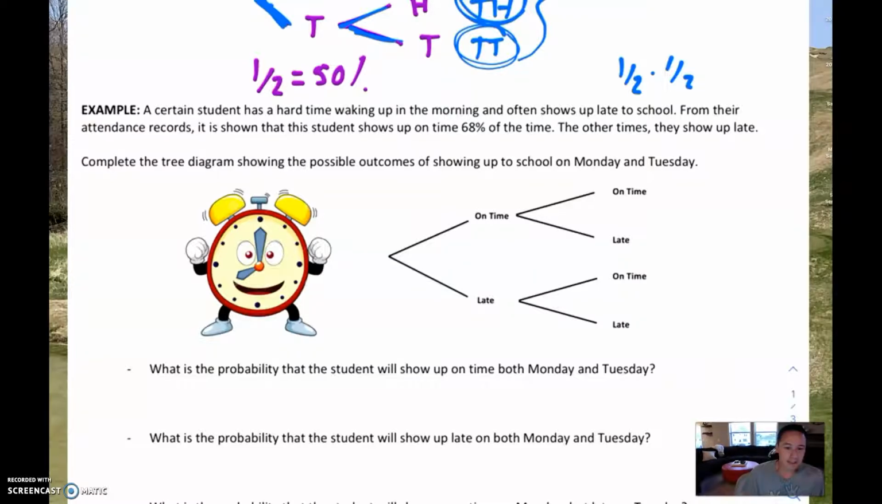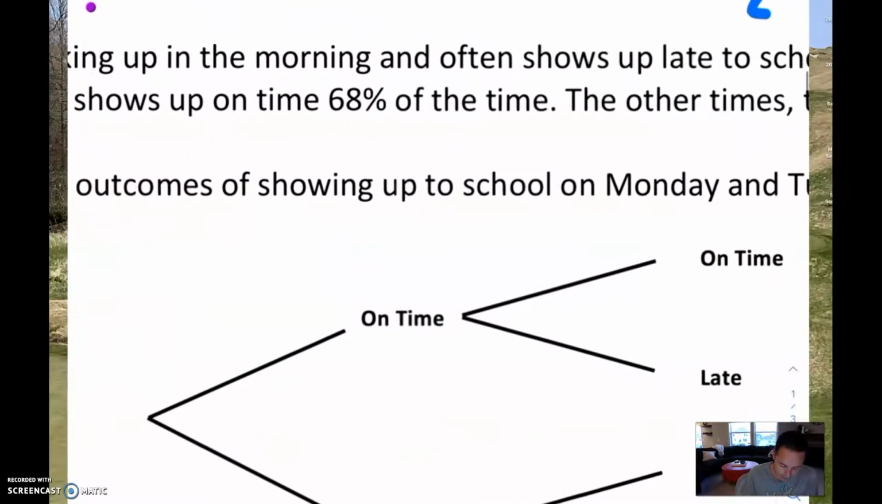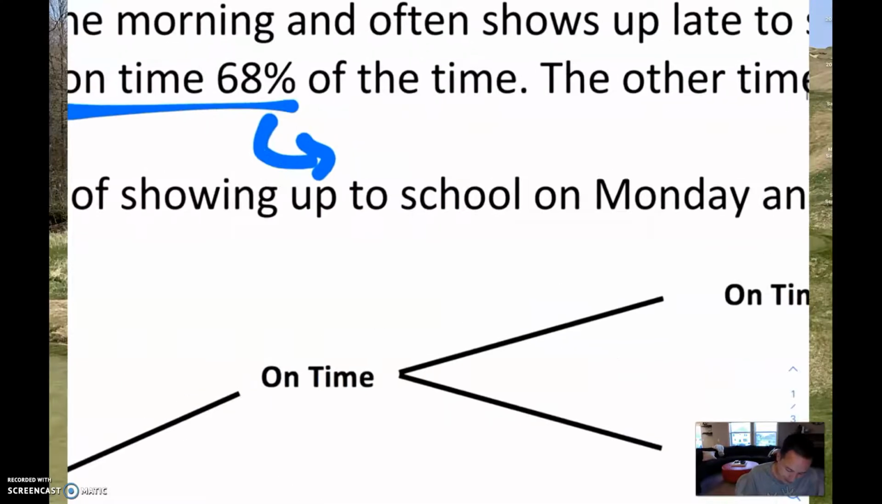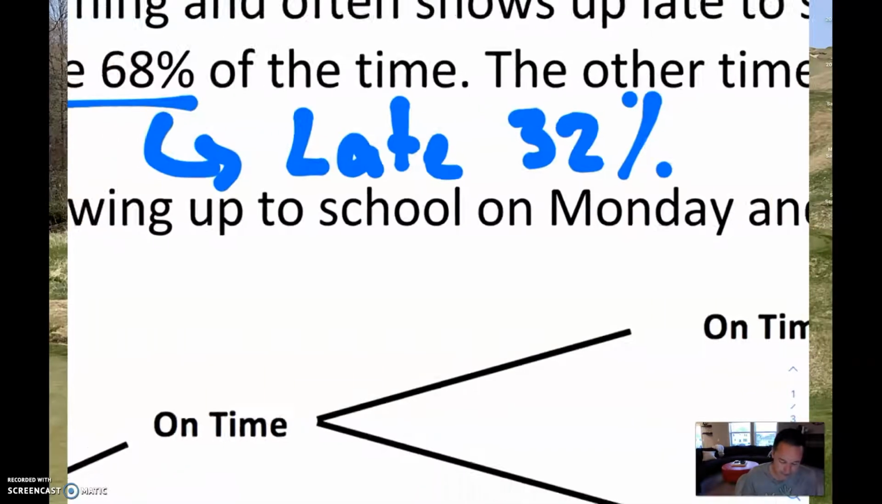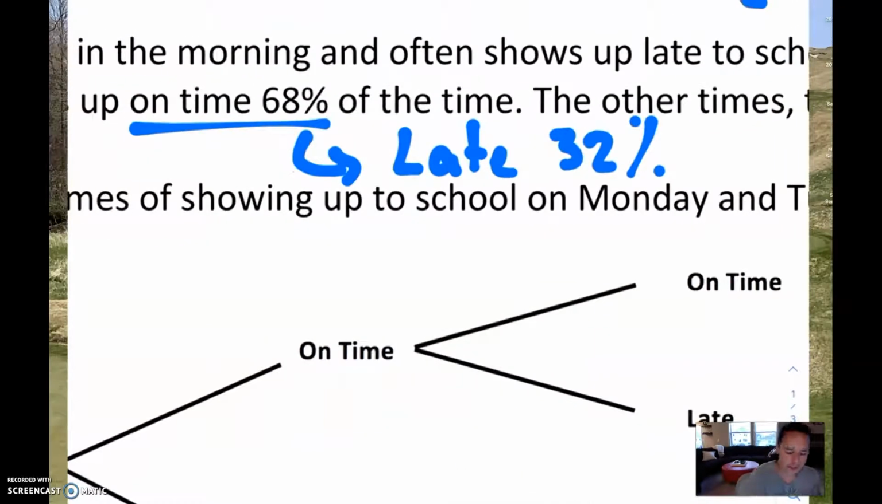From their attendance records, it is shown that this student shows up on time 68% of the time. The other times, they show up late. So let's remember the complement idea that we talked about last time. If they show up on time 68% of the time, that means they're going to be late all the other times, and that's going to be 32%. We could get that by taking 100%, subtracting this 68%, and it gives you 32%.